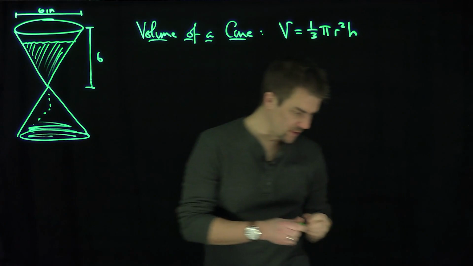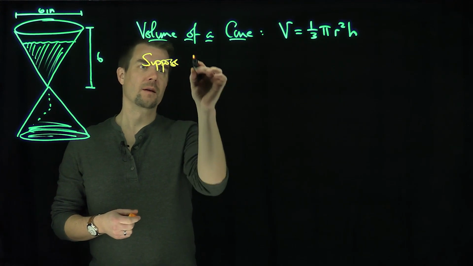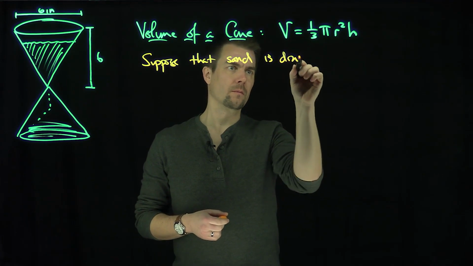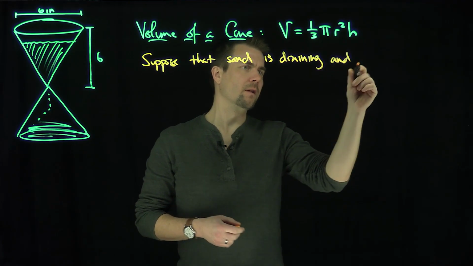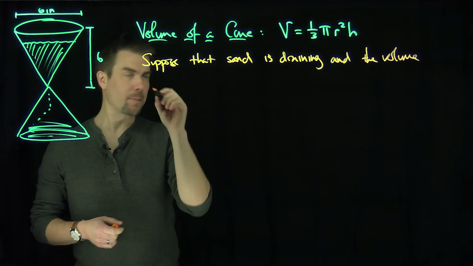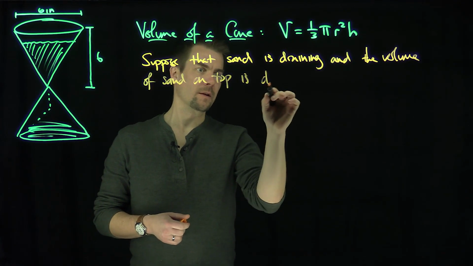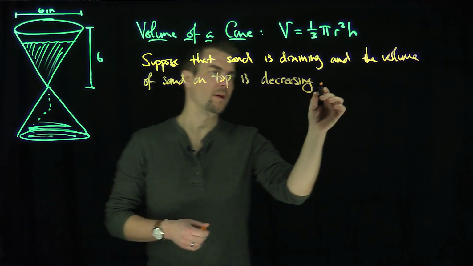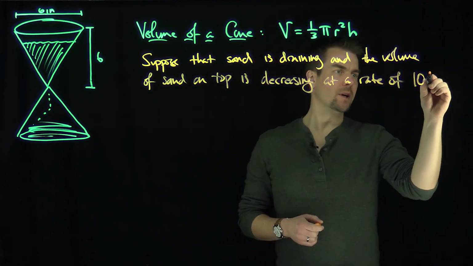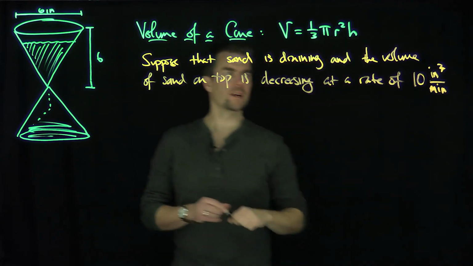So here's the setup of the problem. Let's suppose that sand is draining and the volume is decreasing on the top at a rate of, let's say, 10 cubic inches per minute, 10 inches cubed per minute.